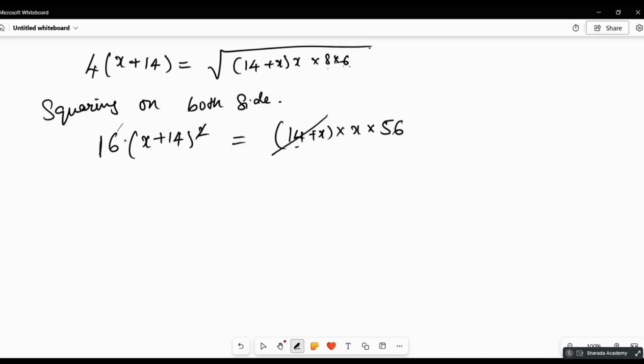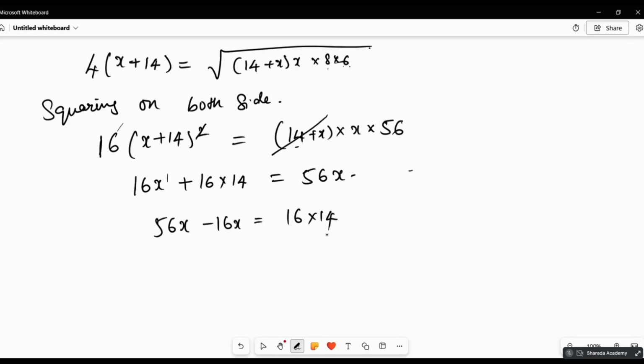So now simplify. 16x plus 16 into 14 is equal to 56x. Shift this to the other side. 56x minus 16x is equal to 16 into 14. You will get.